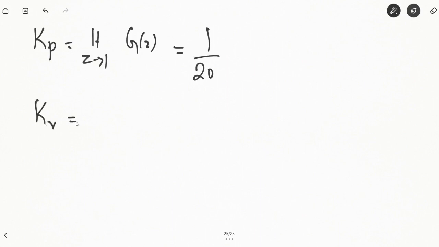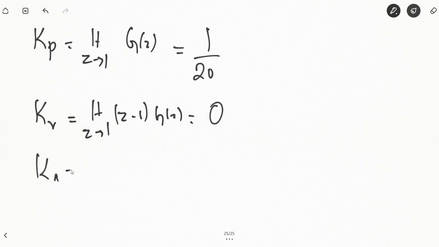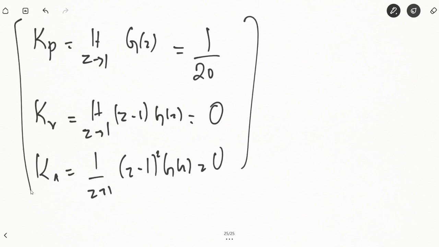Kv is equal to the limit as z tends to 1 of (z minus 1) G(z). In this case, even with the 1 by 20 term, z minus 1 tends to 0 when you substitute z equal to 1. So this will be 0. Ka, similarly, the limit as z tends to 1 of (z minus 1) squared G(z), will also be equal to 0. So these are your values of Kp, Kv and Ka.